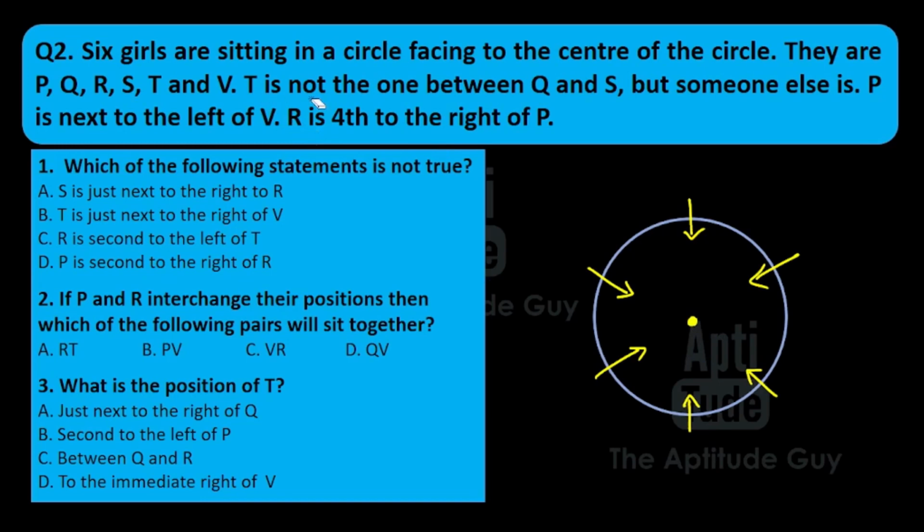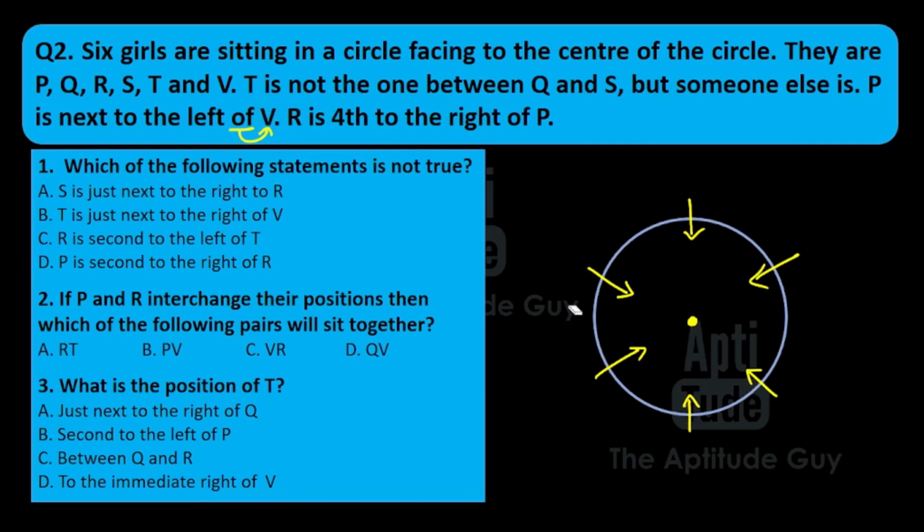Okay, T is not the one between Q and S, but someone else is. This line is not at all useful for us right now, so we'll come back to it later. P is next to left of V. Who is the reference here? The person after "of" is always the reference. So V is the reference. We have to start with V.